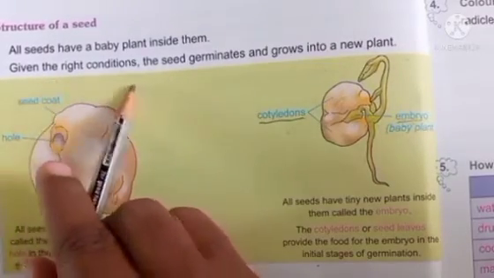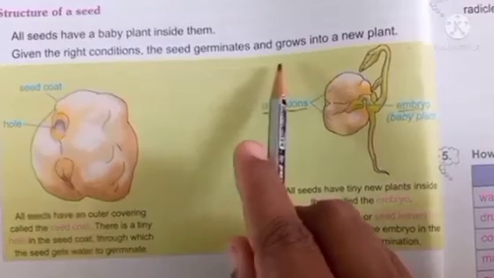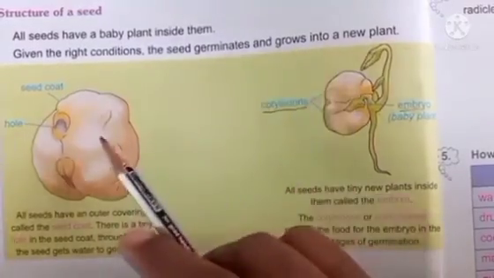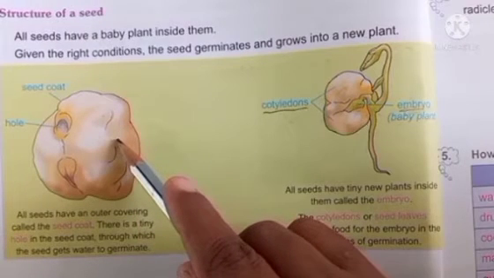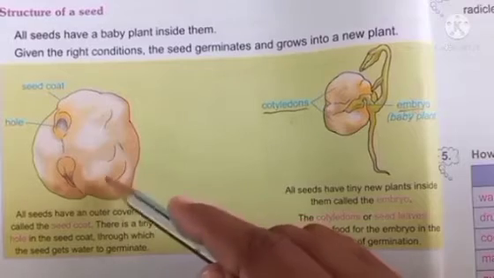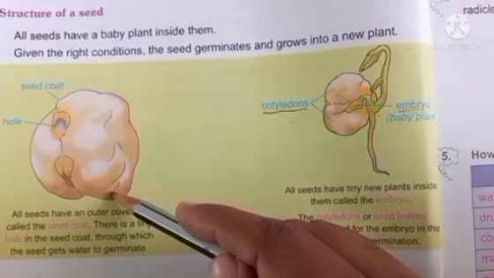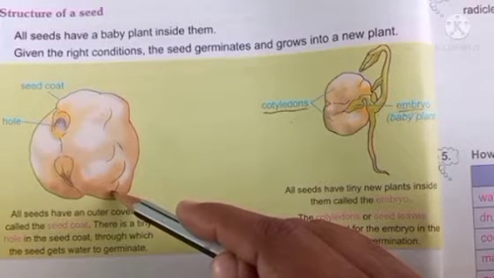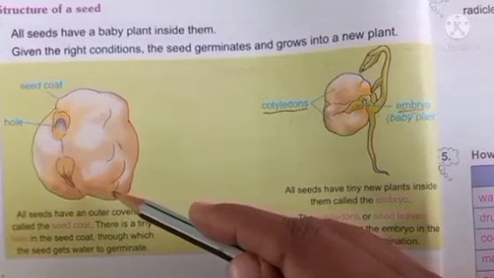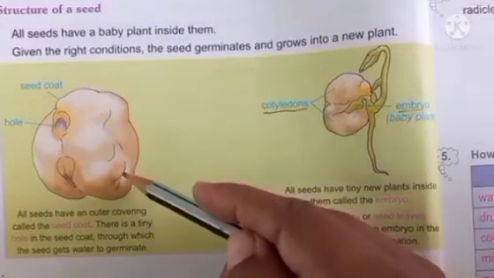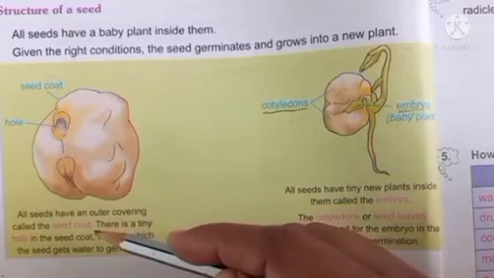Given the right conditions, the seed germinates and grows into a new plant. So if that seed gets the right conditions, means it gets air and also proper sunlight, the seed starts to germinate and grow into a baby plant.